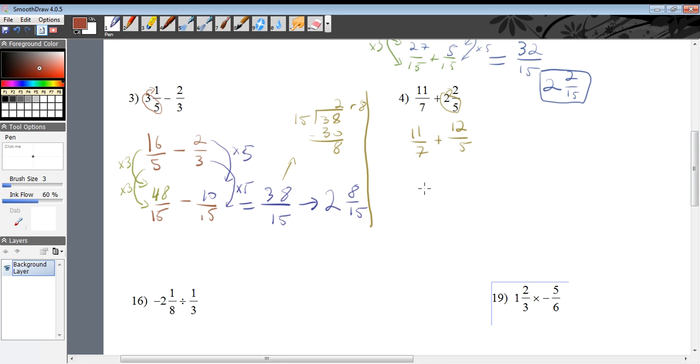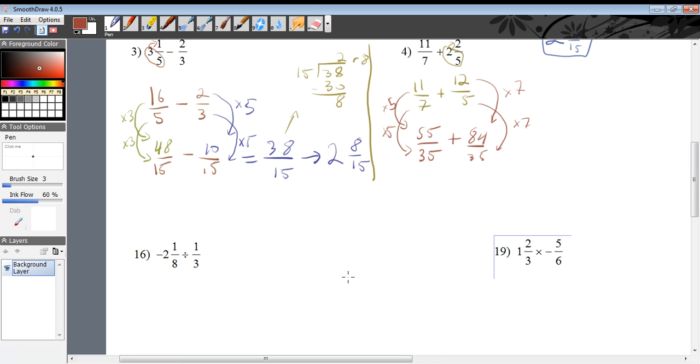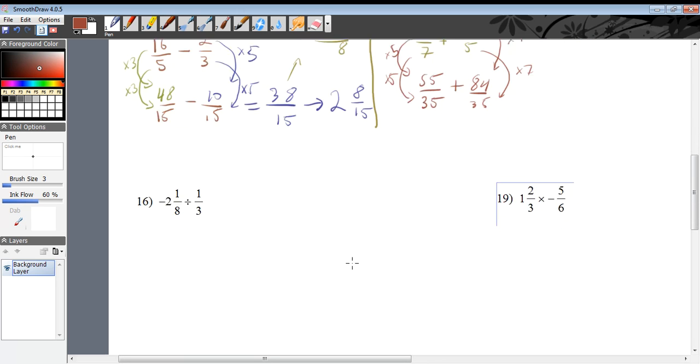We'll have the common denominator. It's going to be 35. And then the 7 is increasing 5 times, so the 11 also must be increasing 5 times. We'll have 55. 5 is increasing times 7, so the 12 also must be increasing by 7, which is going to be 84. And I'll leave it right there. You can add and then turn it into a mixed number.